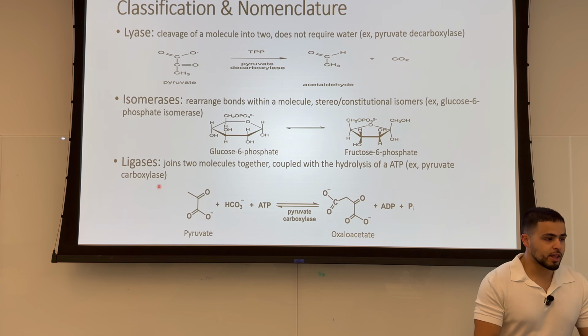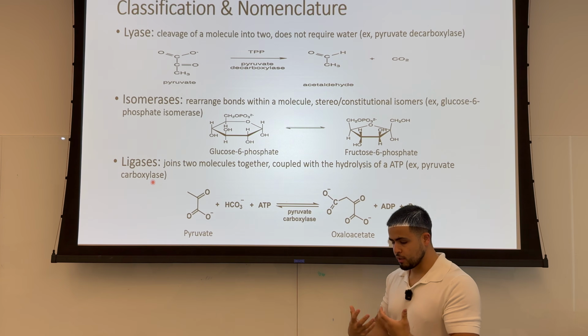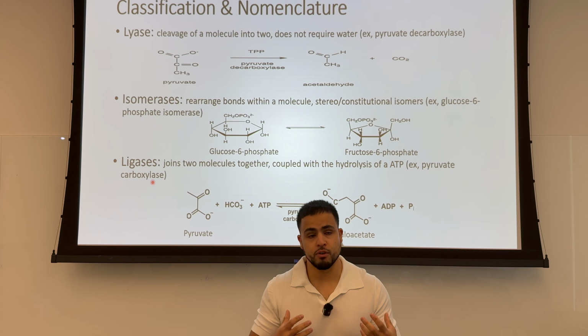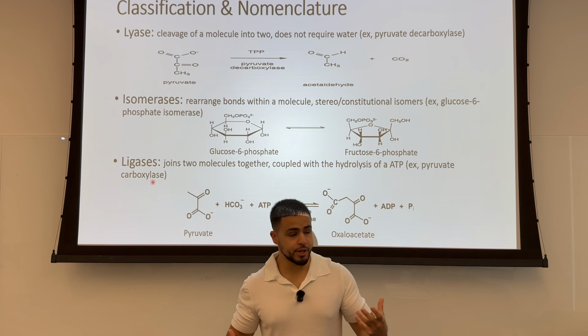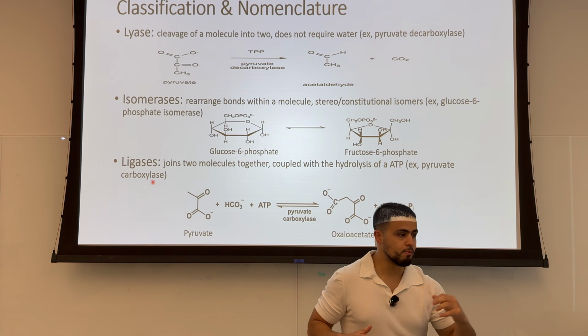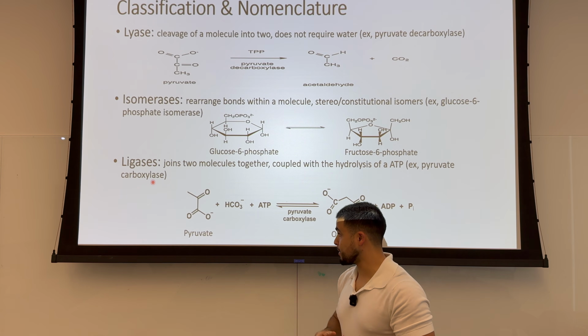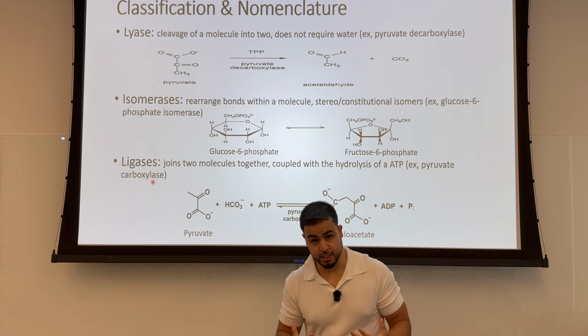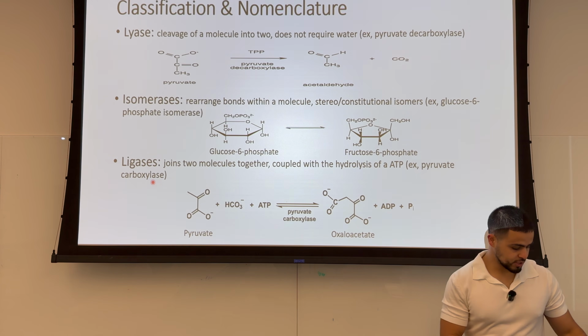All right, finally we have ligases. Ligases will join two molecules together and they harness the energy from ATP. So in order to join, for example, pyruvate and bicarb, or sometimes you'll see it as carbon dioxide, pyruvate carboxylase harnesses the energy from ATP to form oxaloacetate.